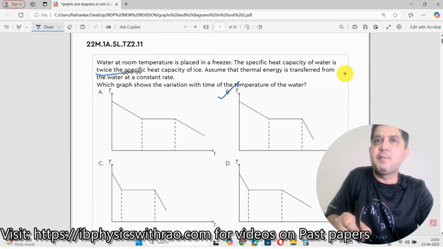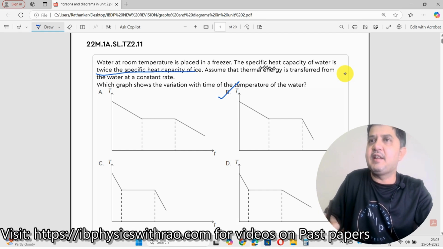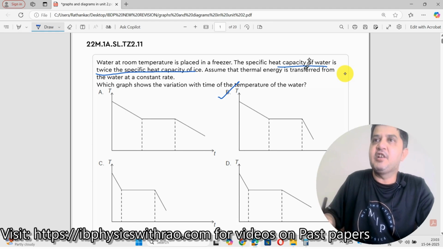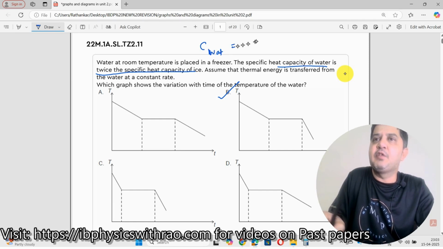So this is the normal way of how we solve a problem. Whenever I read some statement, I write the mathematical analog of it. Specific heat of water, C water is equal to 2 times C ice. This is given to me.